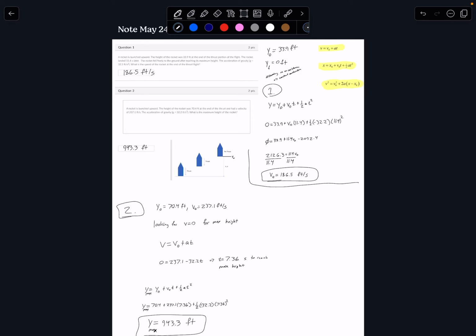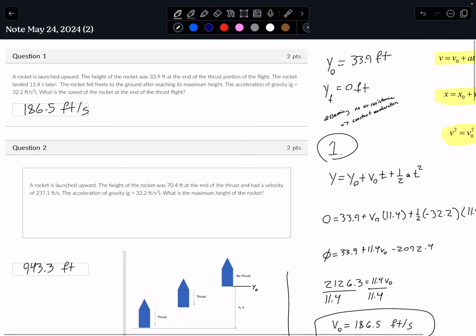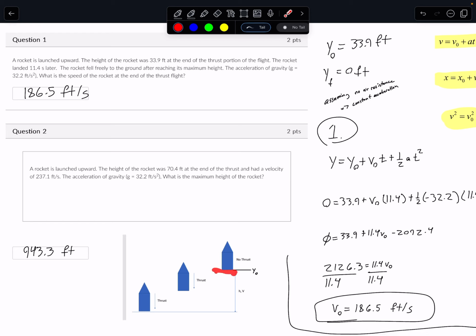Here I have my first Kinetics Quiz for Engineering 2030. Problem number one: a rocket is launched upward. The height was 33.9 feet at the end of the thrust portion, so up until this point that is 33.9 feet. I have that as y0.